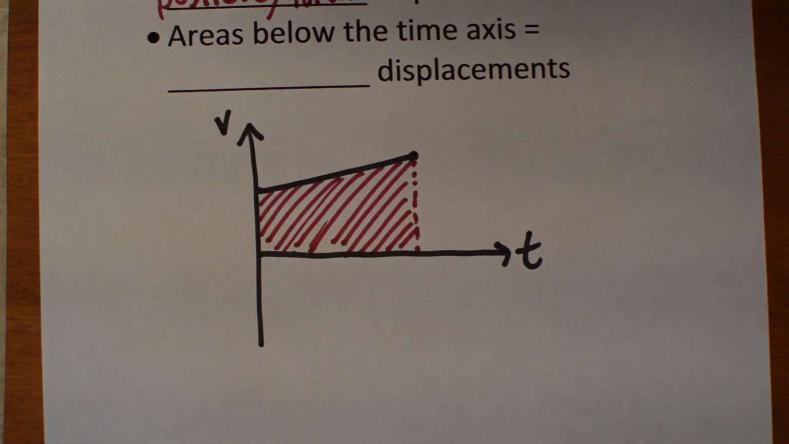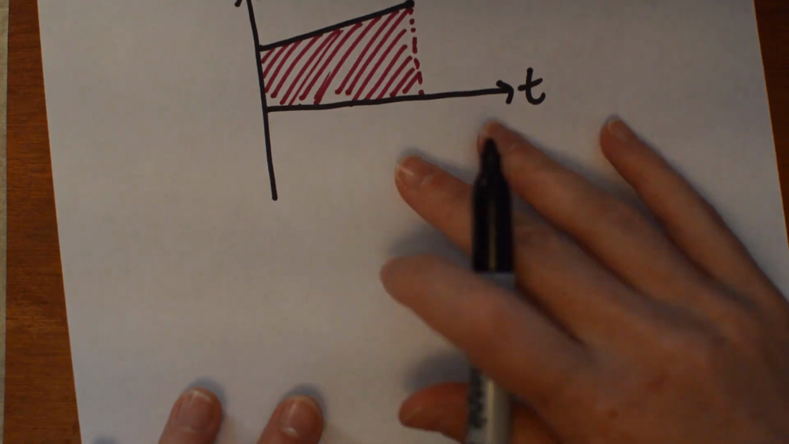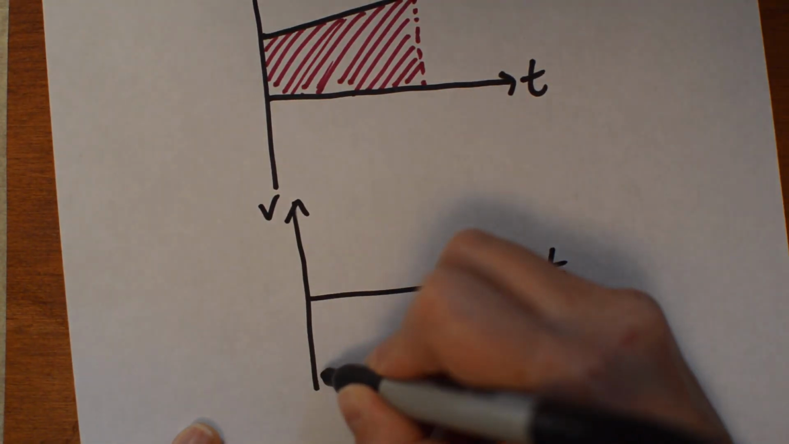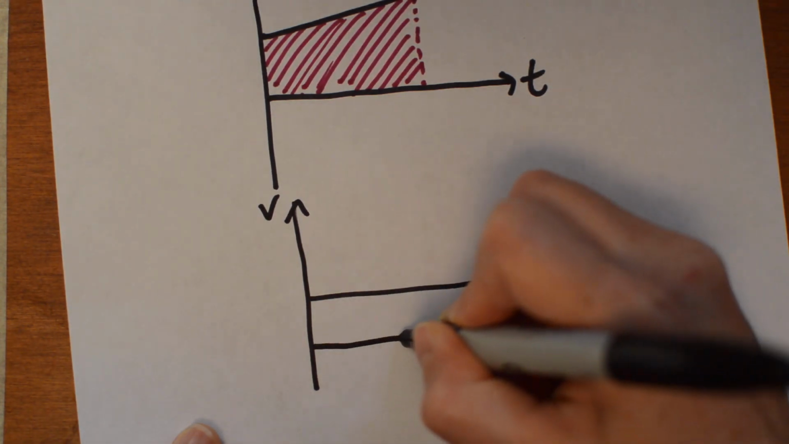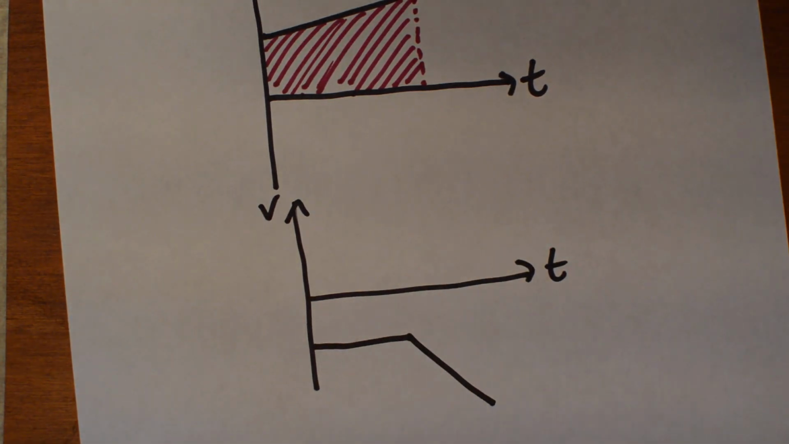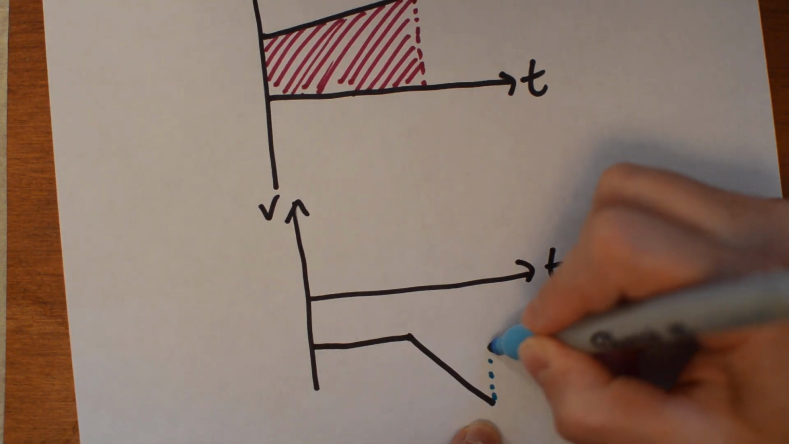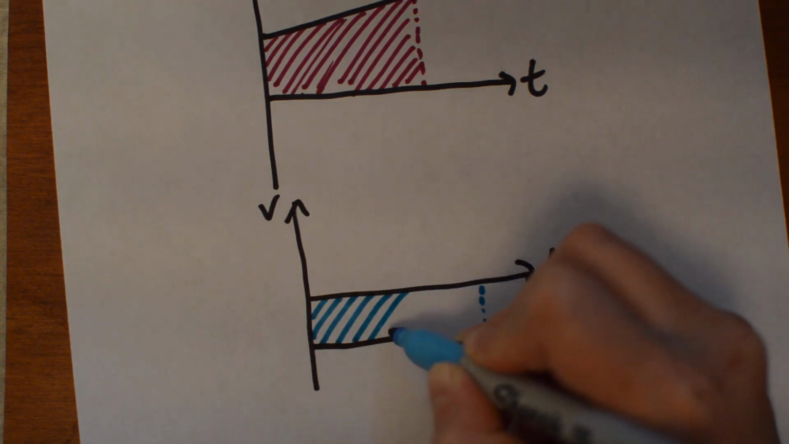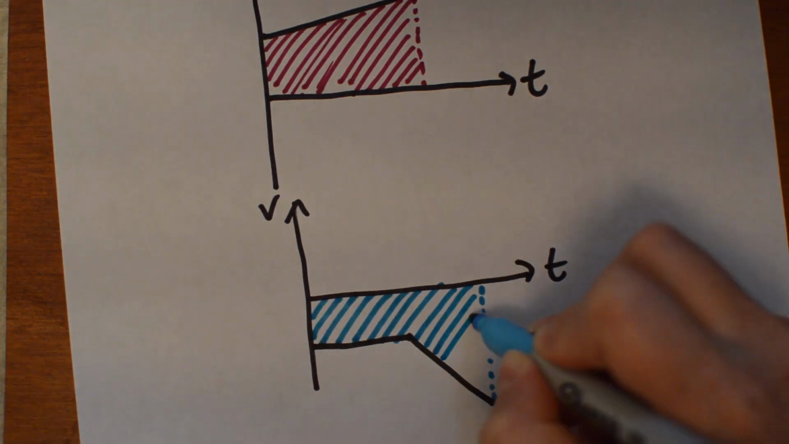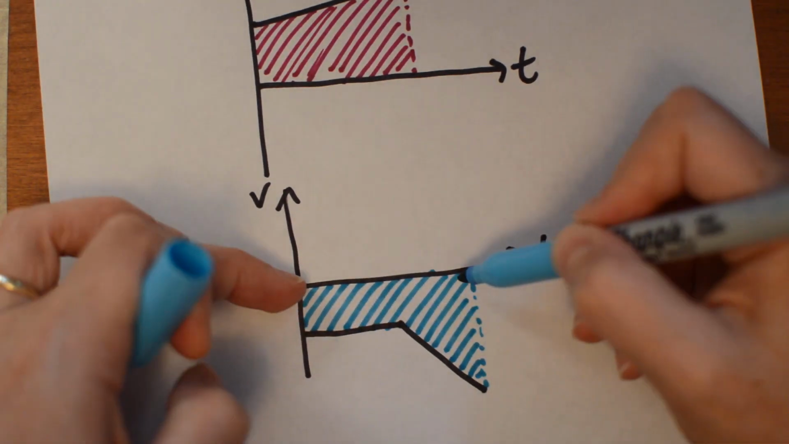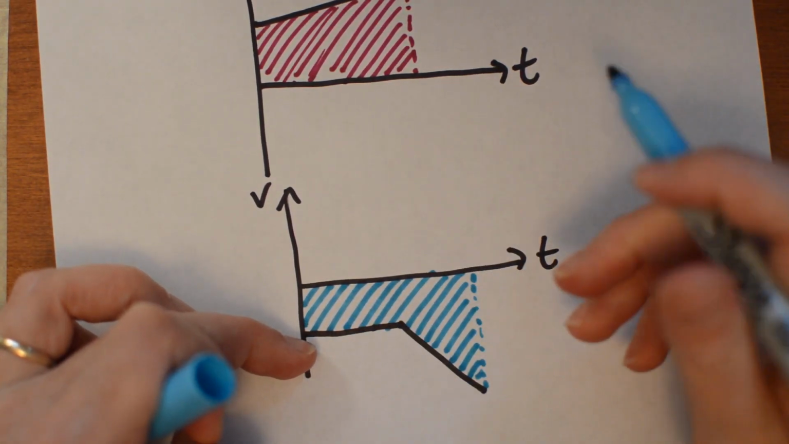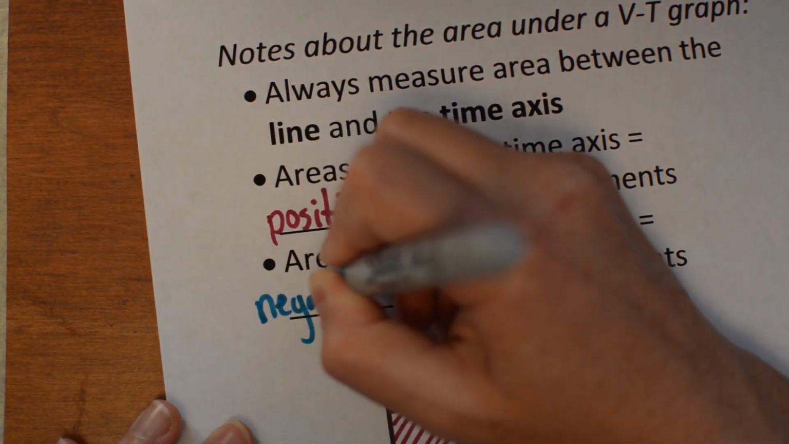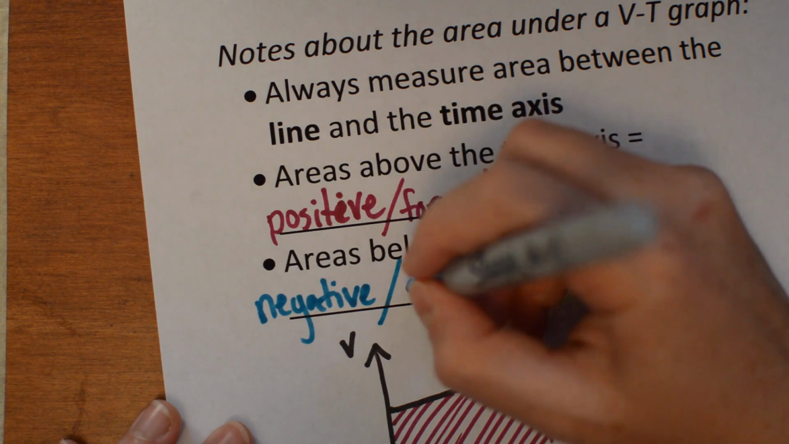And if you see an area below the time axis, that's actually moving backwards. So that would look like this. Here's V, here's T, maybe our velocity is something like this. Our area is going to be the area between that line, and now in this case up to the time axis. So it's this area in here. So that is an area below your time axis. Go from the time axis down to your velocity line. That means you're moving backwards. So that's a negative displacement or backward displacement.